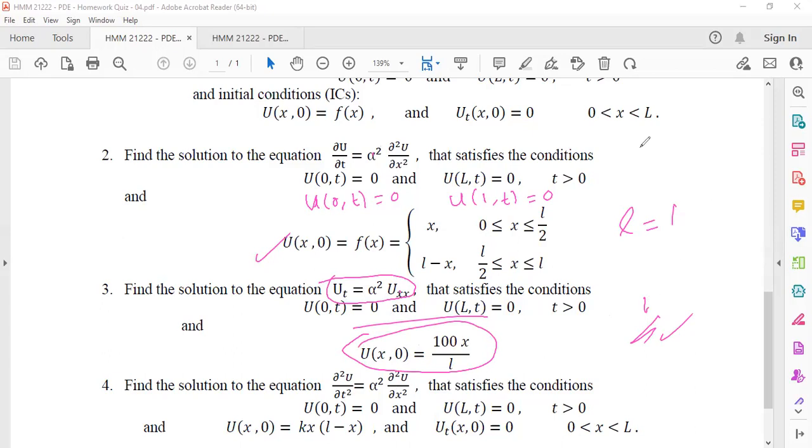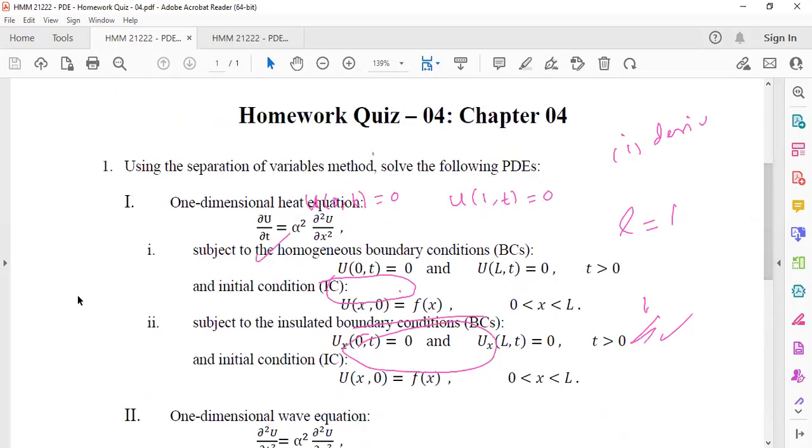So if I ask you in the question, let's say, for example, derive the, so let's say my question is, give me a second.